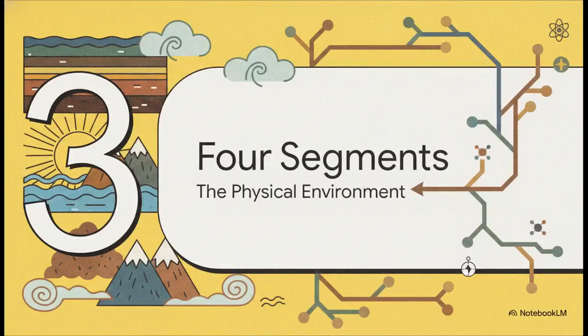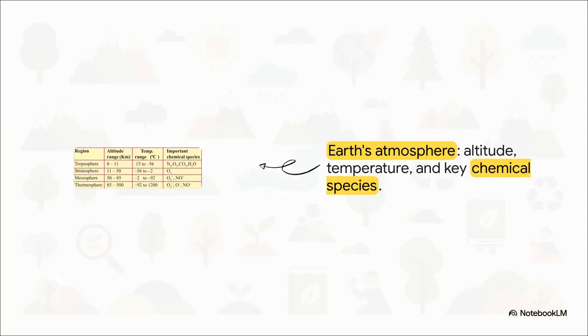That brings us to Section 3, the 4 environmental segments. To really understand this physical theater, we need to map out its 4 specific domains, starting with the sky above us. When you look at how this is structured, you see the atmosphere is far from just empty space. It's a highly organized, layered system defined by sharp shifts in altitude and temperature.